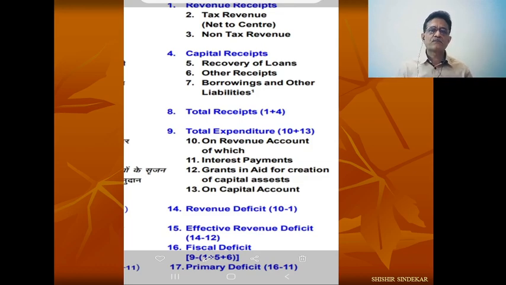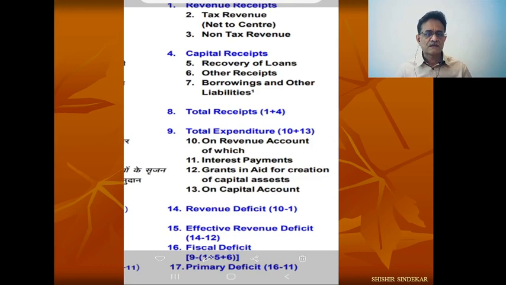Now the most important part: the government should earn from revenue receipt, that is from taxes, and they have to spend on the revenue expenditures such as salaries and pensions. So revenue receipt and revenue expenditure, but if there is a shortfall, then it is called revenue deficit. That is the revenue account, the total expenditure on revenue account minus the revenue receipt on revenue account. So in this way, 10 minus 1 will give this revenue deficit.